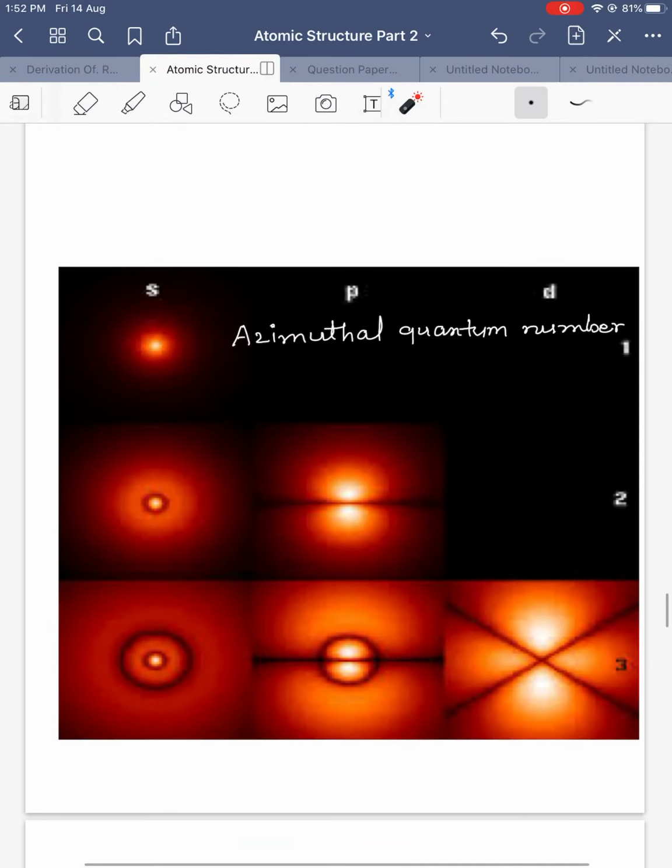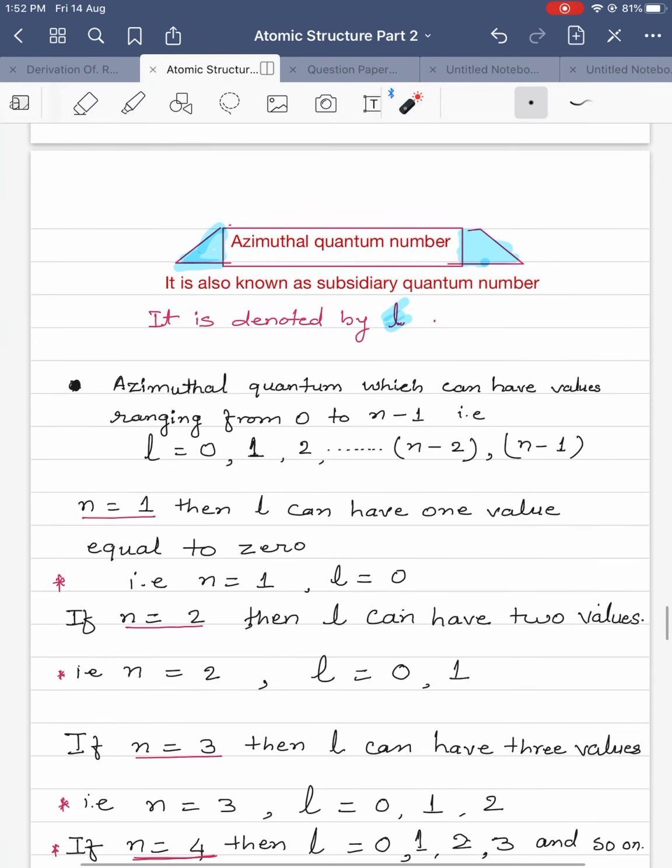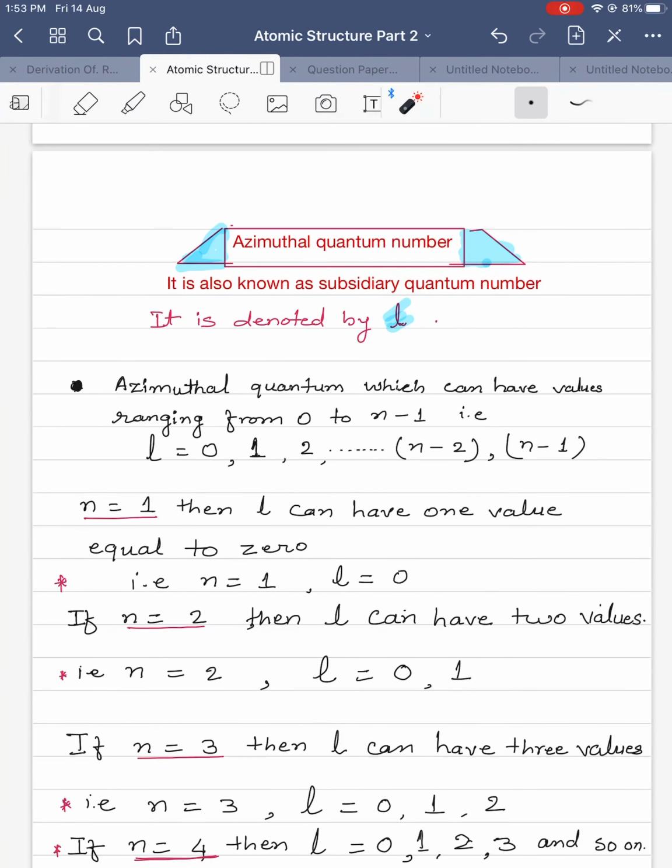Second is azimuthal quantum number. Azimuthal quantum number is also known as the subsidiary quantum number, and it is denoted by l. Azimuthal quantum number can have values ranging from 0 to n minus 1, where n is the principal quantum number. The value of l starts from 0, 1, 2, 3 and so on.